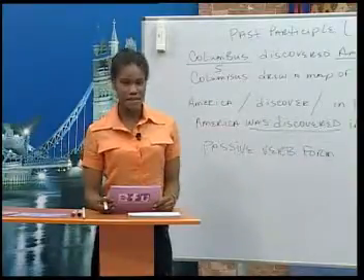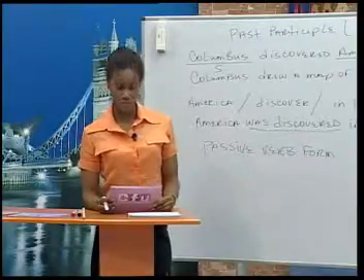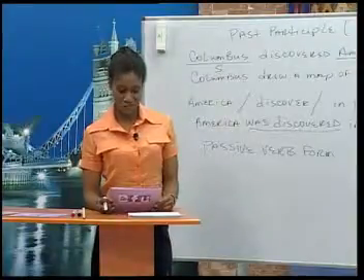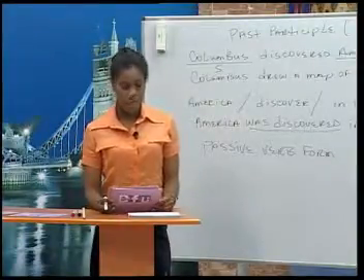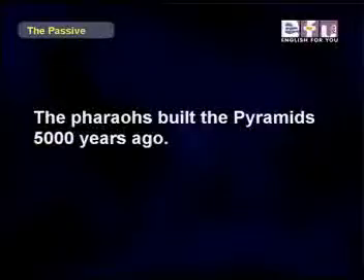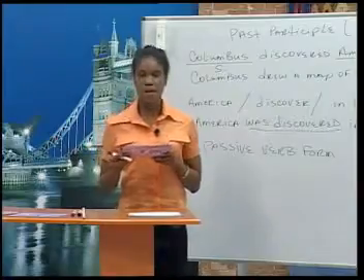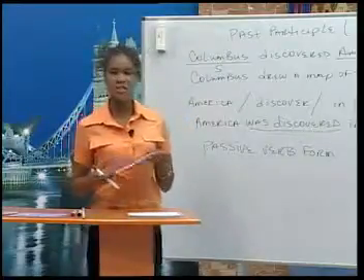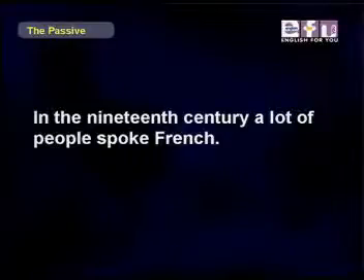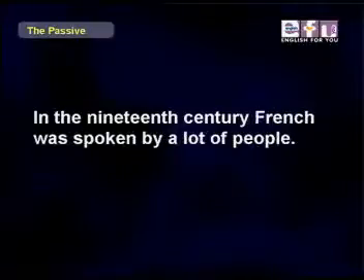I will give you a sentence and you make it passive. Linda, you start. Your sentence is, the pharaohs built the pyramids 5,000 years ago. The pyramids were built 5,000 years ago by the pharaohs. Good job. Okay, Sylvia, the next one is for you. In the 19th century, a lot of people spoke French. In the 19th century, French was spoken by a lot of people.